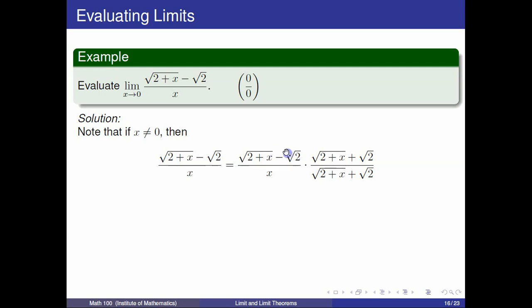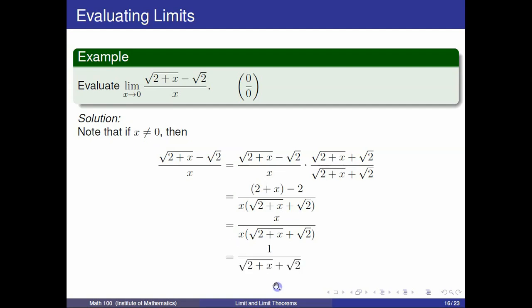Okay, so ano mangyayari sa numerator? Mag-i-square ito, so magiging 2 plus x minus square nito. So you have 2 plus x minus 2 all over sa baba copy lang natin. And then yung taas, anong nangyari? Makakancel si 2. So you'll have x over x times the quantity square root of 2 plus x plus square root of 2. And then, since x is non-zero, we can cancel out x and we'll have 1 over square root of 2 plus x plus square root of 2.